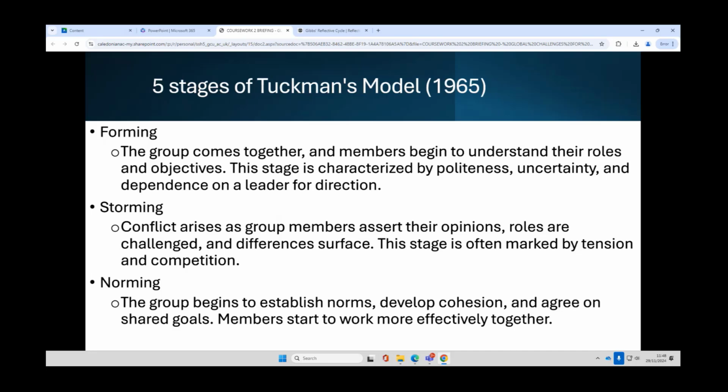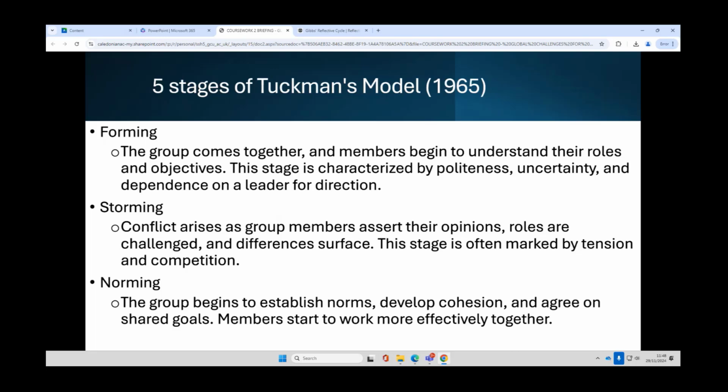They're introducing each other about this. The group comes together and members begin to understand their roles and objectives. This stage is characterized by politeness. Everybody is nice to each other, uncertainty, and dependence on the leader for direction. Okay. However, the second stage comes, which is storming, which is when the conflicts arise.